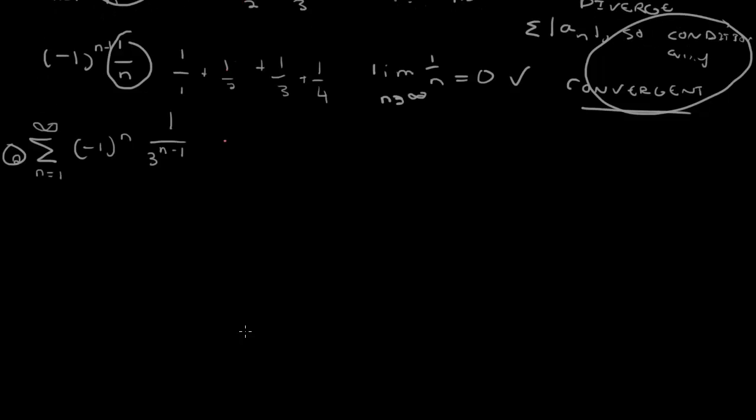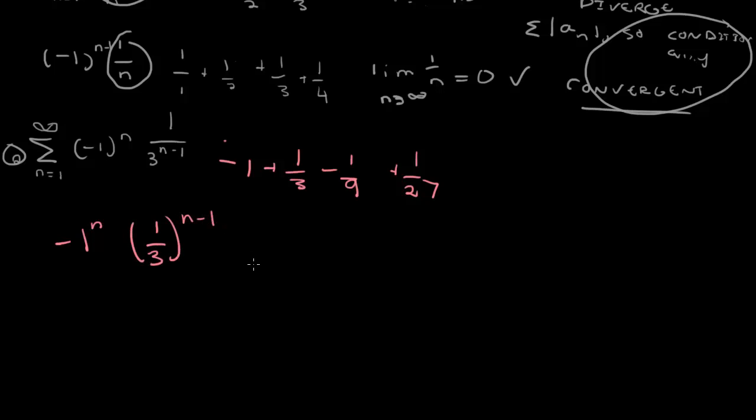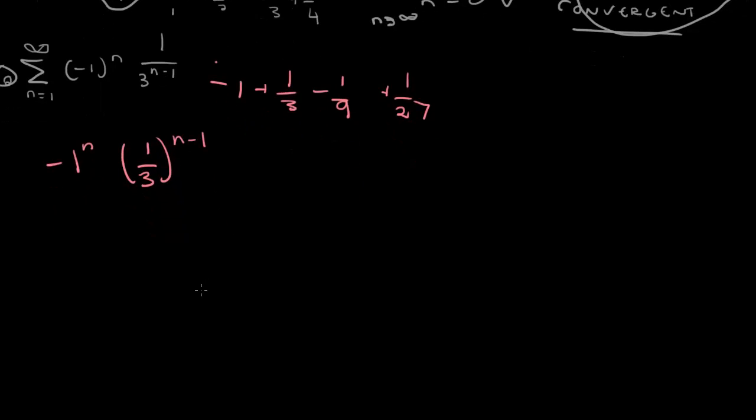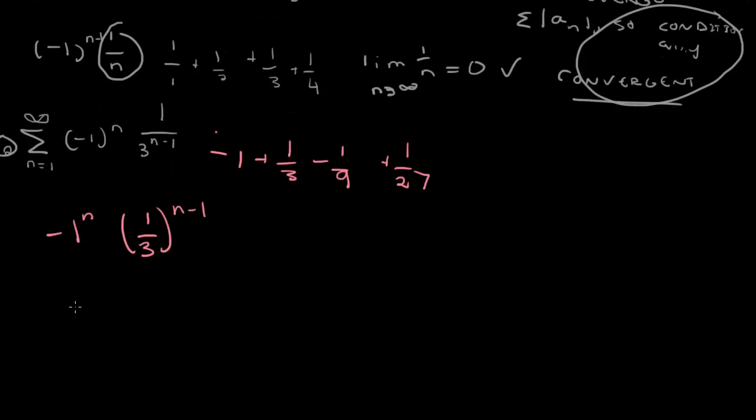Okay, so if I write out the first couple of terms, you can see that if you ignore the (-1)^n, the series is just a geometric series of (1/3)^(n-1). And if we do our alternating series test, we can see that a_(n+1) is less than or equal to a_n.